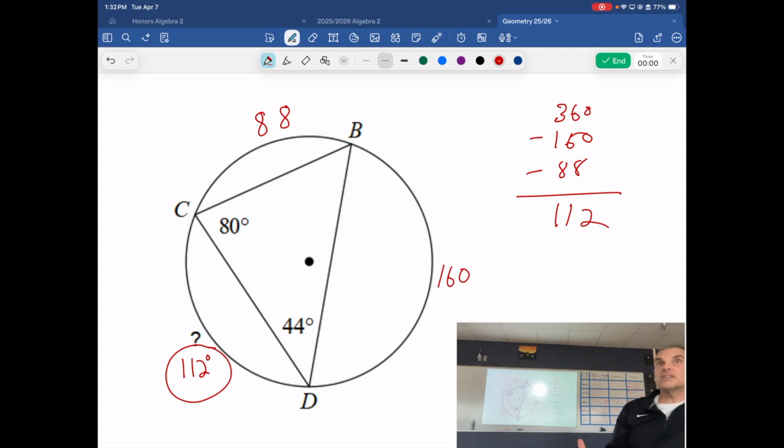Same exact answer, two different ways to look at the problem. Both of them work. When I did it, this is the way I did it, but it worked either way. You just have to find a way that you're comfortable with. Okay? Let's look at the next one.